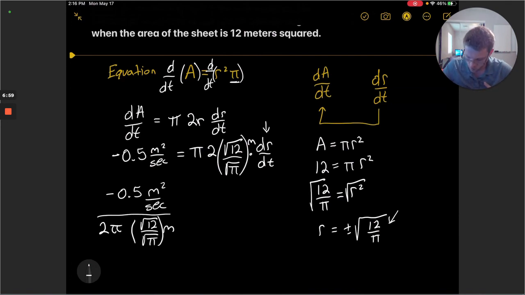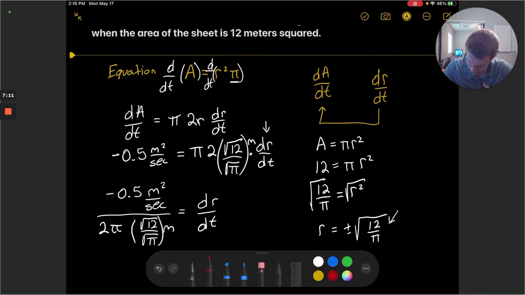And notice that when we take a look at the units of dr/dt, just to make sure this is lined up right, the meters squared in the numerator will cancel out with one of those meters. And so our final units of dr/dt are meters per second. That makes sense because the radius is a linear measurement, and so it should have only one unit of measure, meters, and then per second for the time.